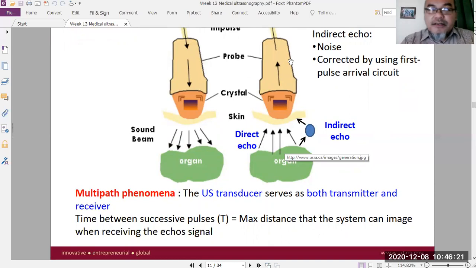That's why, in the sensor and transducer subject, I explained already that a transducer is more general, because it acts basically as both actuator and sensor. It acts as an actuator because it converts the electrical voltage or impulse into an acoustical wave, and then receives the acoustical wave and converts it into electrical voltage. The time between the successive pulses, the T, the period, is the maximum distance that the system can image when receiving this echo signal.